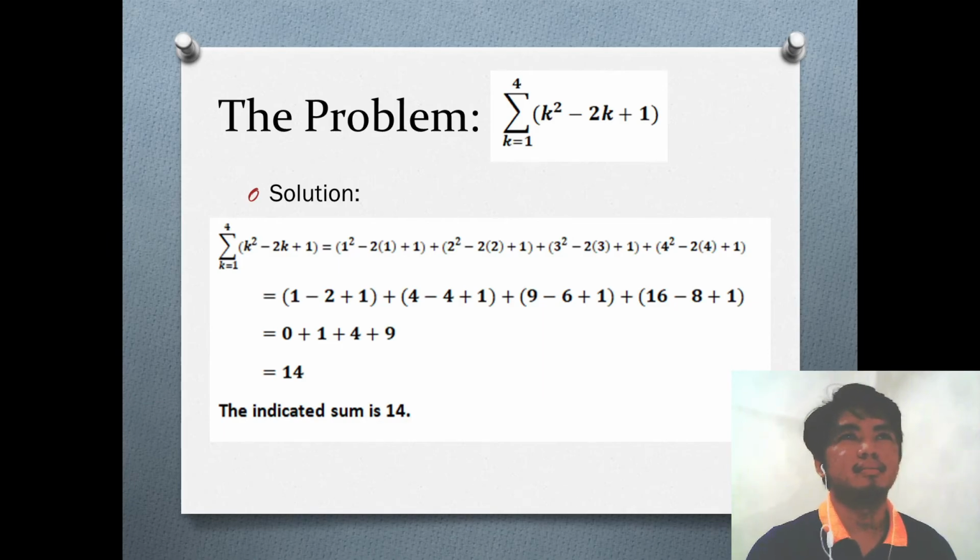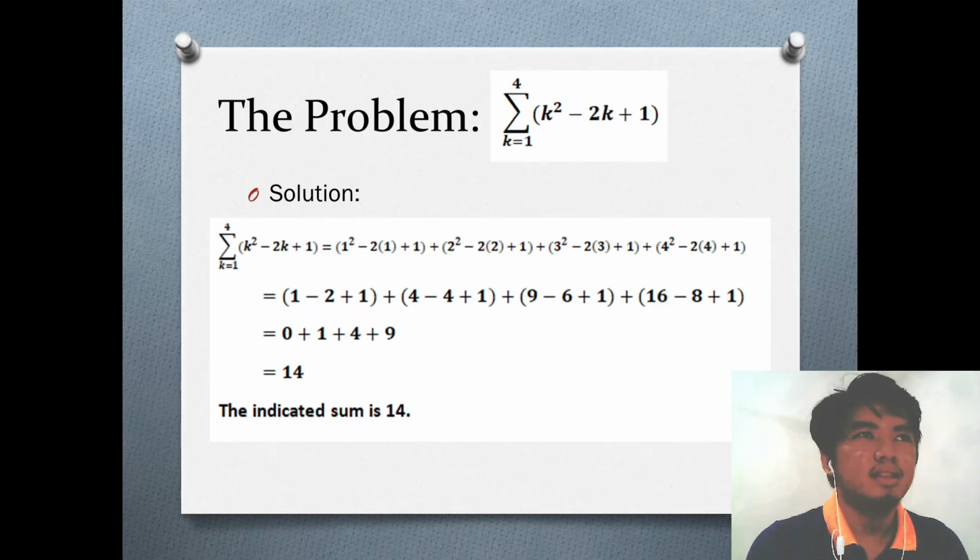So the next problem is k to the power of 2 minus 2k plus 1, summation of 1 to 4. So first we're gonna substitute the value of k, which is 1 to 4. So 1 to the power of 2 minus 2 times 1 plus 1, plus 2 to the power of 2 minus 2 times 2 plus 1, plus 3 to the power of 2 minus 2 times 3 plus 1, plus 4 to the power of 2 minus 2 times 4 plus 1.